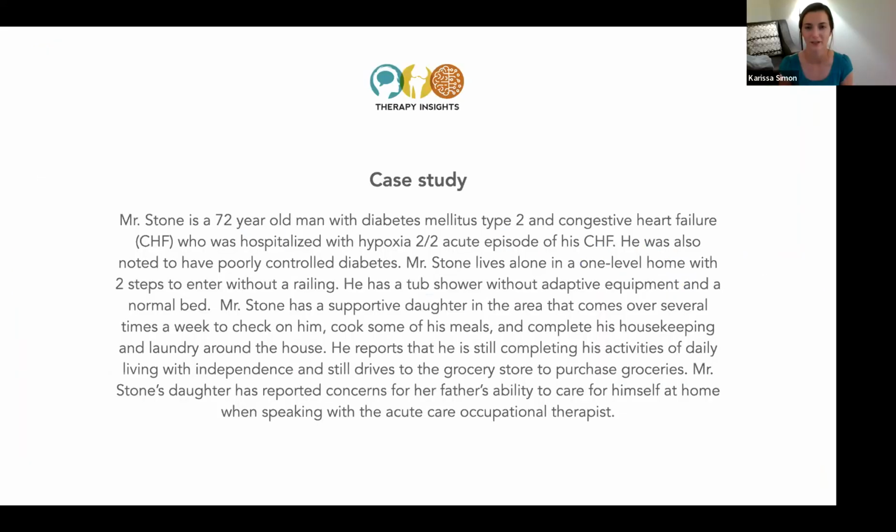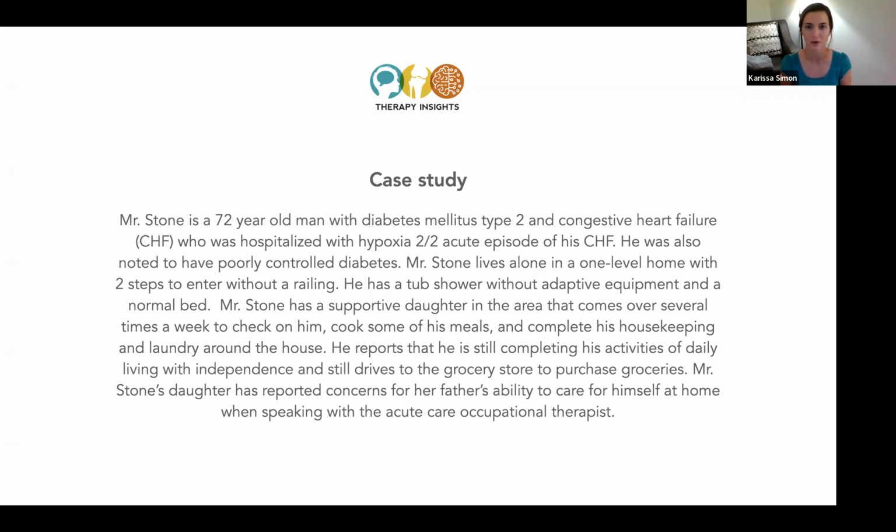Yeah, they're all great. And now we're going to go to our case study for the month. And our case study is Mr. Stone, a 72-year-old man with diabetes mellitus type 2 and congestive heart failure who was hospitalized with hypoxia secondary to acute episode of his congestive heart failure. He was also noted to have poorly controlled diabetes.